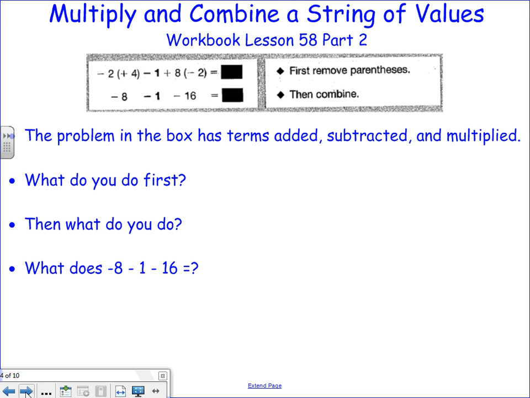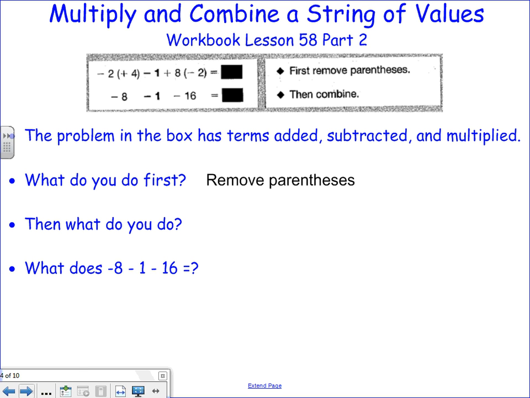Okay, the next part in your workbook. Okay, on your workbook sheet. So same sheet you were just using. So the problem in the box has terms added, subtracted, and multiplied. We need to do these in the correct order. If we do not do them in the correct order, people would get different answers. So the first thing we need to do is remove the parentheses, and we do that by multiplying. Okay, so what do we do first? We remove the parentheses.